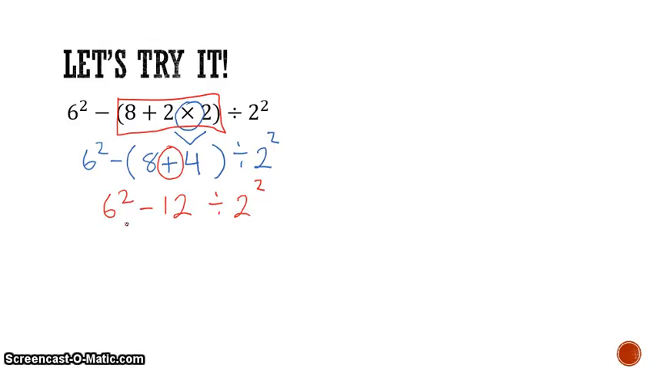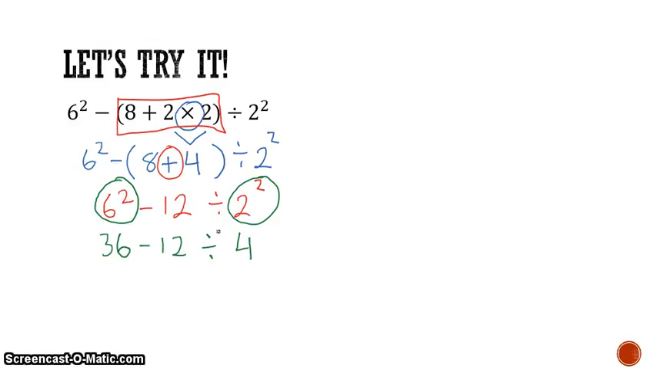Next, please excuse is exponents. So I'm going to have to do this next and this. So 6 to the second power is the same as 6 times 6, which will give us 36. 2 to the second power is 2 times 2, which gives us 4. And I'm going to rewrite the rest of this.